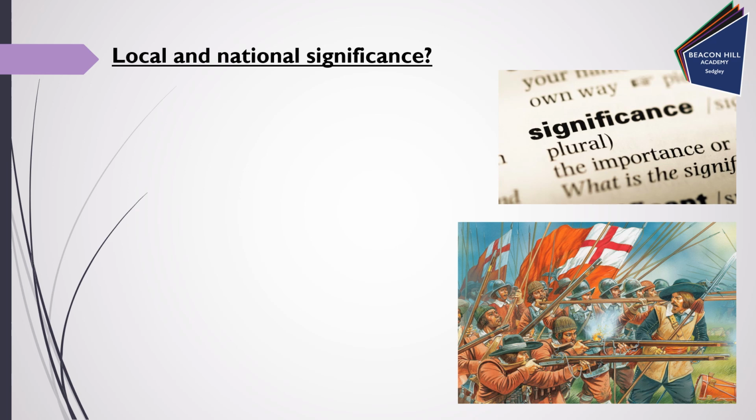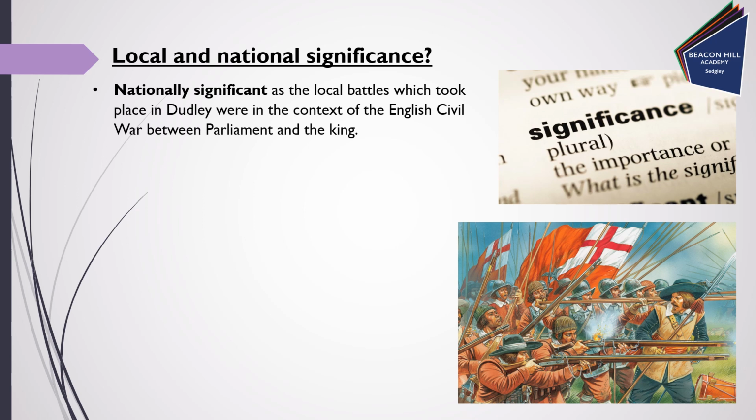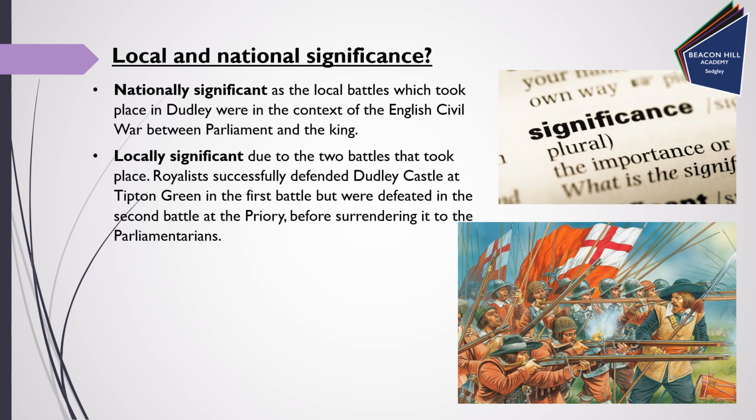In terms of local and national significance during the Stuart period, from a national perspective, the castle has a significance because of the local battles which took place in Dudley, and this was in the context of the English Civil War, which was between Parliament and the King, making the castle significant on a national level. In terms of local significance, again, we've spoken about the fact that 2 battles took place there, and the Royalists successfully defended Dudley Castle at Tipton Green before being defeated in the second battle, which is near the Priory and leads to the slighting of Dudley Castle.